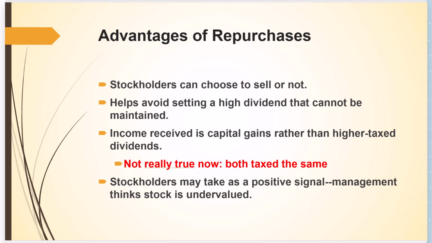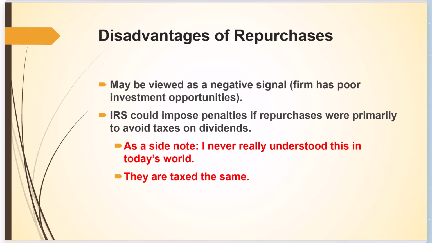Stockholders might take this as a positive signal, and they think that stock is currently undervalued. On the disadvantage side, right, they could see this as a negative signal. They don't have poor investment opportunities. The IRS could impose penalties if repurchases were primarily to avoid taxes on dividends. Again, that statement comes from a time when dividends were taxed at a different tax rate than capital gains. Currently, they're the same tax rate.